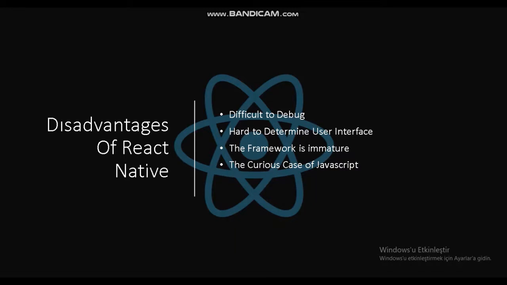Disadvantages of React Native. Difficult to debug. Debugging React Native based mobile apps is quite difficult because these programs are written in Java, C, C Sharp, JavaScript, and other languages. Debugging becomes quite time consuming. This is why developers need to be fluent in the platform's native language.